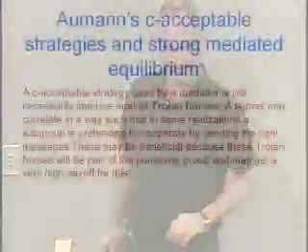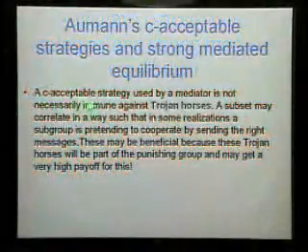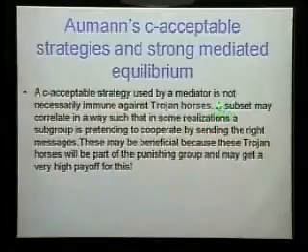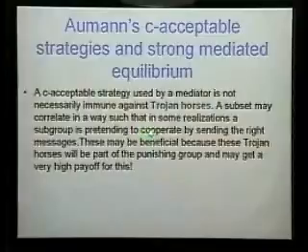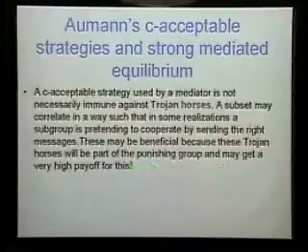So what is going on here is the following. I wrote a whole slide for this talk about this. I try to convey it. A C-acceptable strategy used by a mediator is not necessarily immune against what I'll call Trojan horses. The idea is that a subset of the agents may correlate in a way that in some realizations, a subgroup is pretending to cooperate by sending the right messages, and this may be beneficial because the Trojan horses will be part of a punishing group and may get a very high payoff for this. So what is the idea?